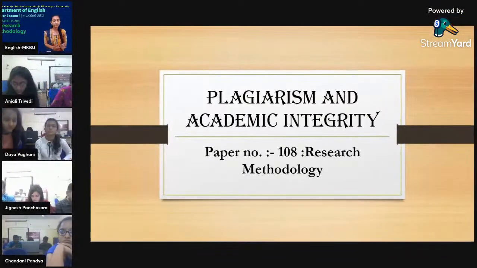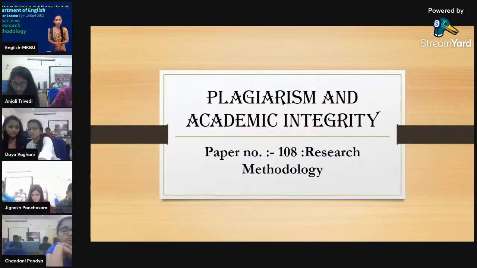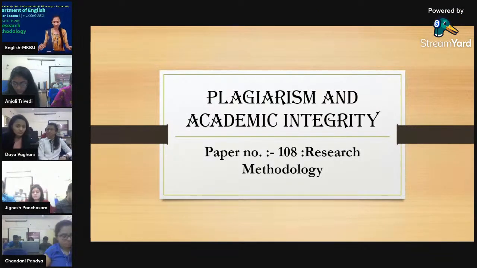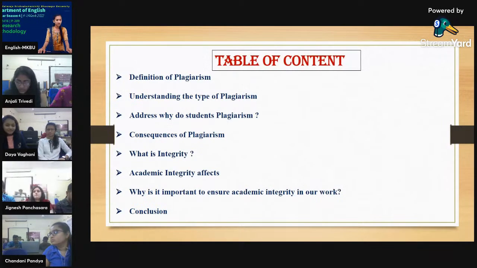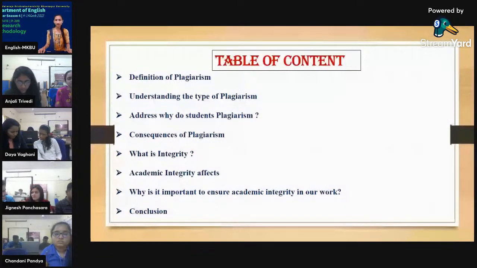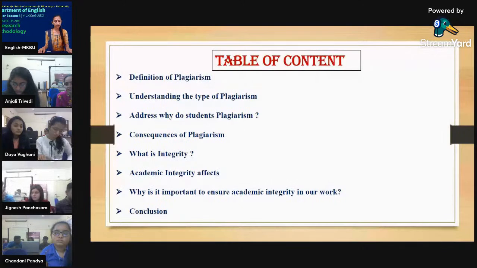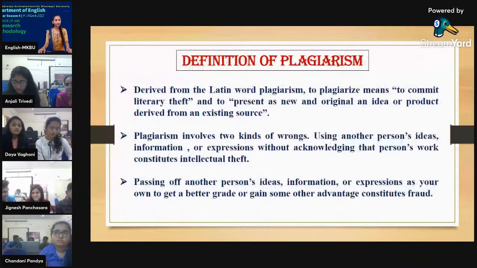Today I am going to present about plagiarism and academic integrity. Table of contents: definition of plagiarism, understanding the types of plagiarism, why do students plagiarize, consequences of plagiarism, what is integrity, academic integrity, why it is important to ensure academic integrity in our work, and lastly the conclusion.